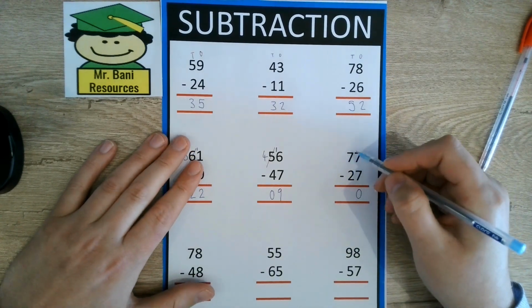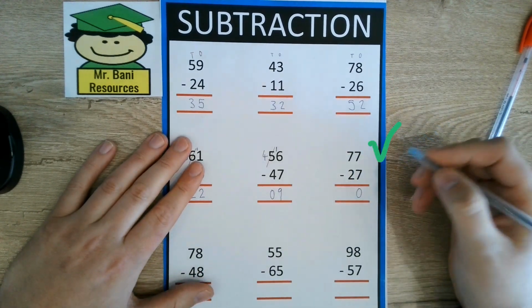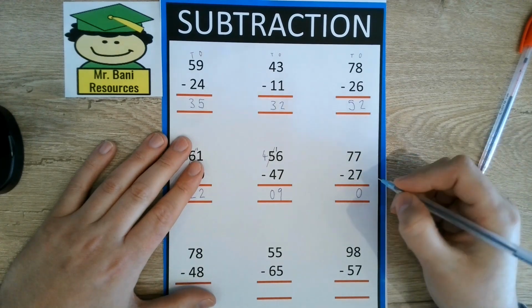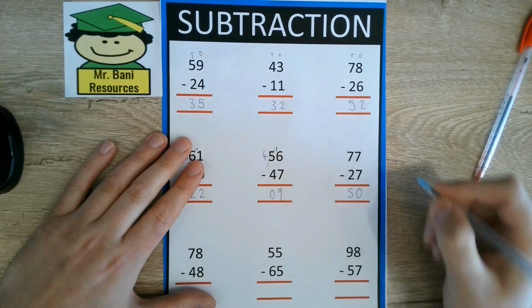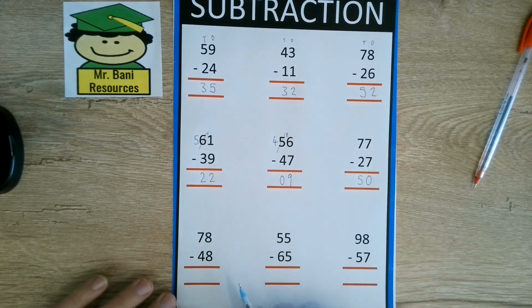Okay. Let's move on to the 10s now. So 7 take away 2. Is the top bigger than the bottom? Yes. So what is the answer? 50. Well done.